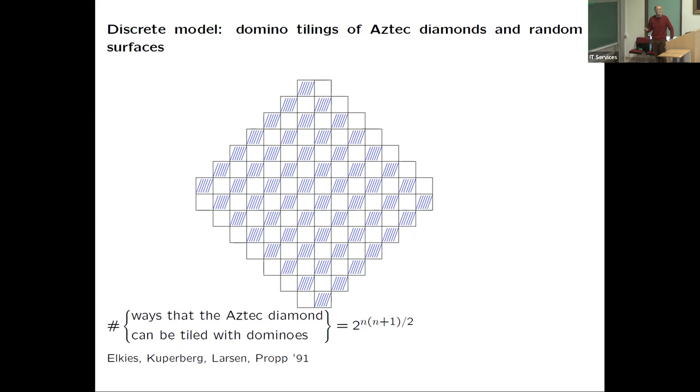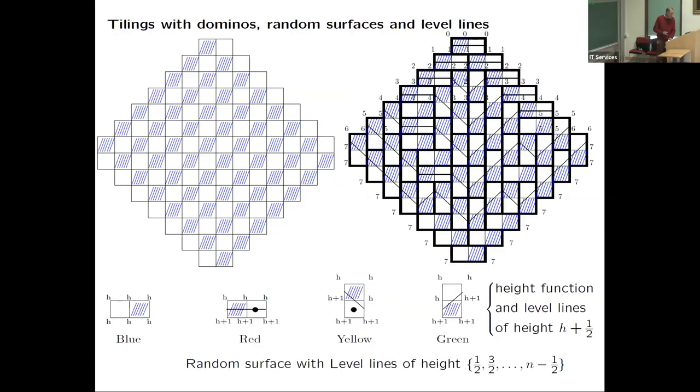The dominoes can be horizontal or vertical. For the horizontal ones, you can have the blue side on the left or on the right. For the vertical ones, you can have the blue side on top or below. We know, from a very old and important result by Elkies, Kuperberg, Larsen and Propp, that the number of tilings is 2 to the power n(n+1)/2. For the lozenge, that result was already known in 1911 or so. It's very, very old.